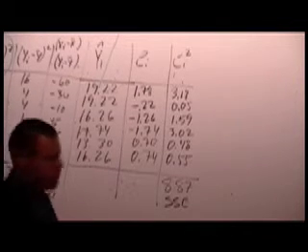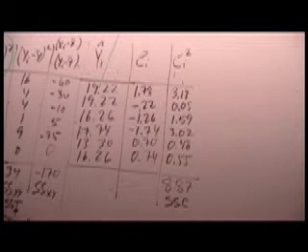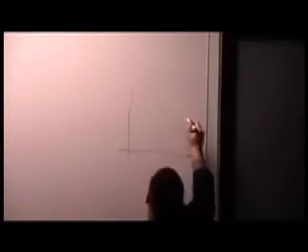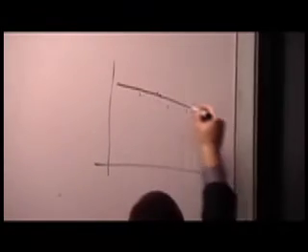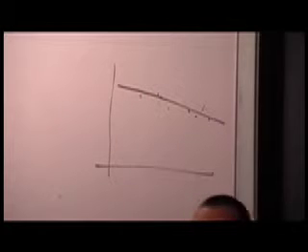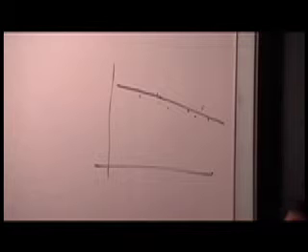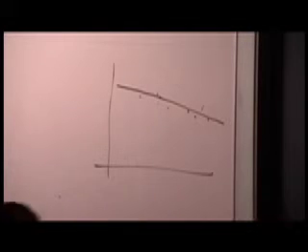Oh, I just erased my lovely graph. It's irritating. Okay, so we have some points, and we have a line. Now, where did our error column, where did that calculation come from? So this would be y, 21 minus 19.22, y minus y-hat, and so on.